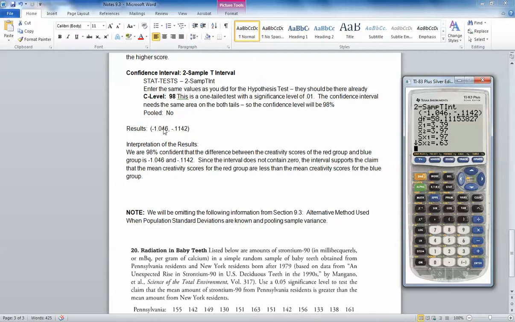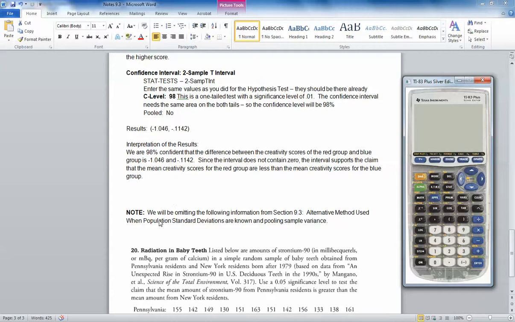Notice that 0 is not in that interval. So it predicts the true mean difference between the two as being negative. So our interpretation is we're 98% confident that the difference between the creativity scores of the red group and blue group is negative 1.046 to negative 0.1142. These are both negative. Since the interval does not contain 0, the interval supports the claim that the mean creativity scores for the red group are less than the mean creativity scores for the blue group.